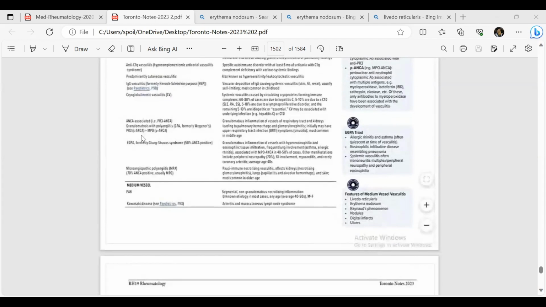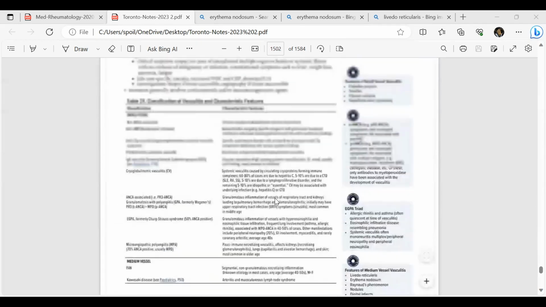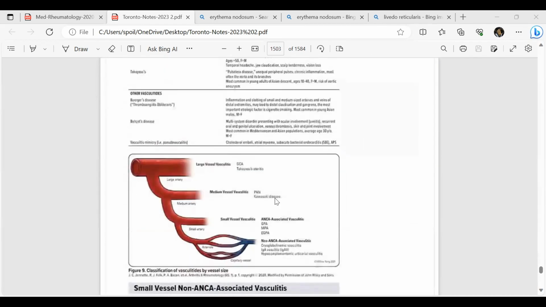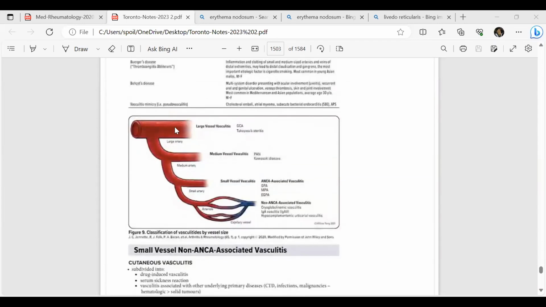Yes. And GPA is granulomatosis with polyangiitis, formerly known as Wegener's disease. And the small ones are the ANCA associated vasculitis: GPA, MPA, and EGPA. We just have to write what they stand for. And then non-ANCA. This is the large one, this is the medium and small.